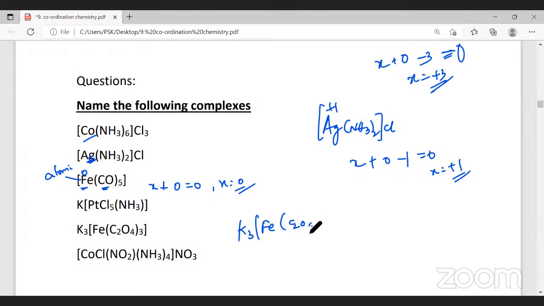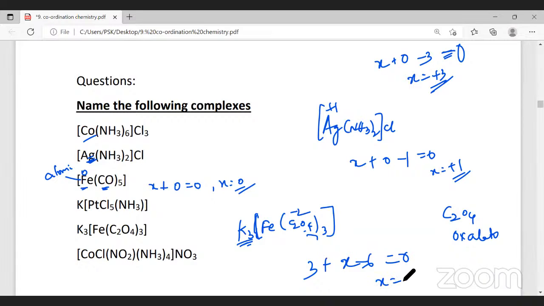K3[Fe(C2O4)3]. All right, what's the charge on iron here? As a whole, the charge is 0. What is C2O4? C2O4 is oxalato. Oxalato is what dentate ligand? It's a negatively charged bidentate ligand. So it's -2 into 3, which is -6. Iron, we don't know, we take it as X. Potassium is +1, +1 into 3 is 3. So X will be equal to +3.